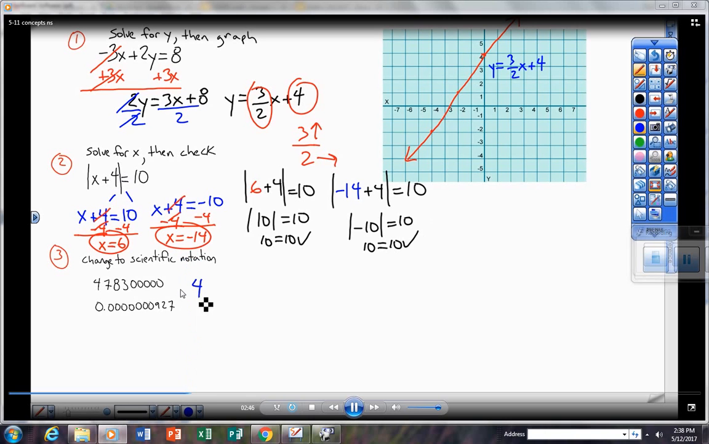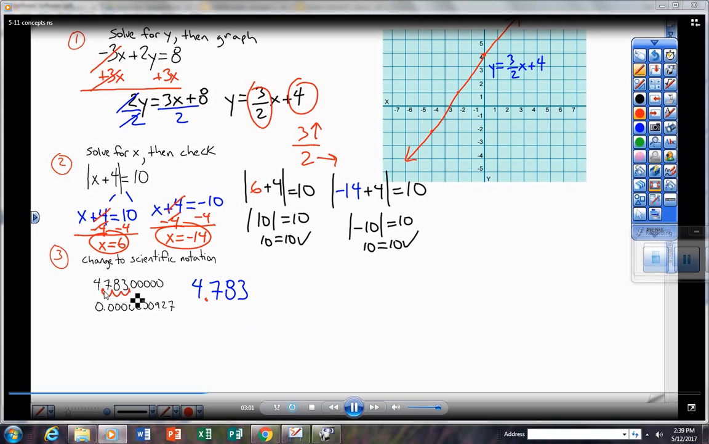Scientific notation. First step, know where you put the decimal. Decimal has to be put in a spot that gets me a number bigger than 1, less than 10. Would not want to put it in front of the 4, too small. Wouldn't want to put it between the 7 and the 8, too big. Right between that 4 and that 7 gives me 4.783.